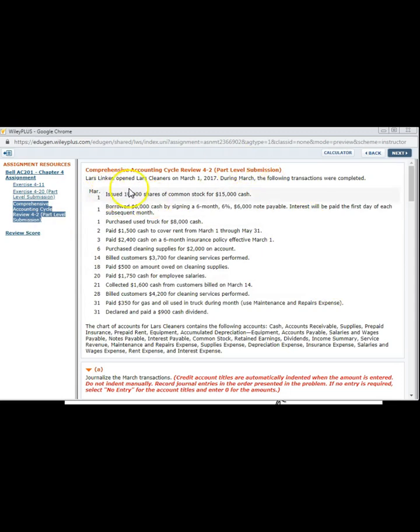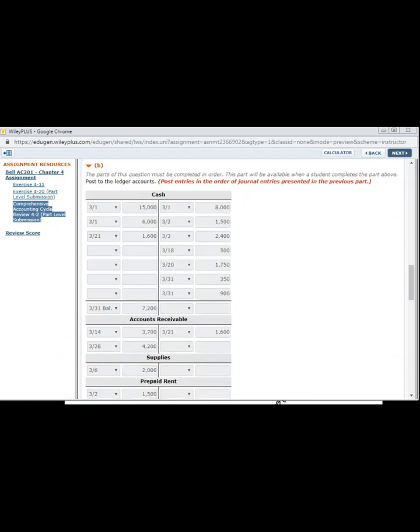So notice part A, you have transactions for the month of March. So this is like you did in Chapter 3. You're just making journal entries. So journalize the March transactions. So you'll go through and do all of that. Okay, and then I fast forwarded. Here we are in part B. It asks you to post.